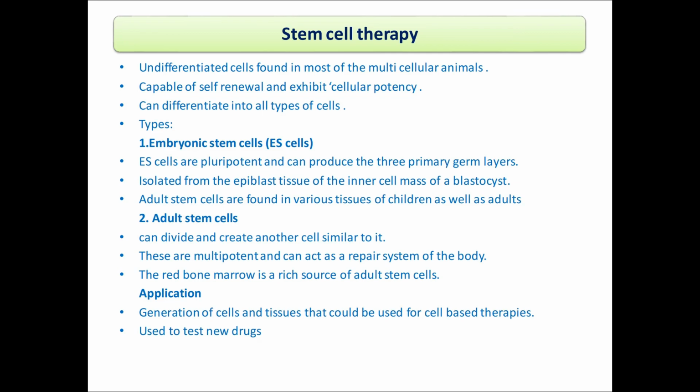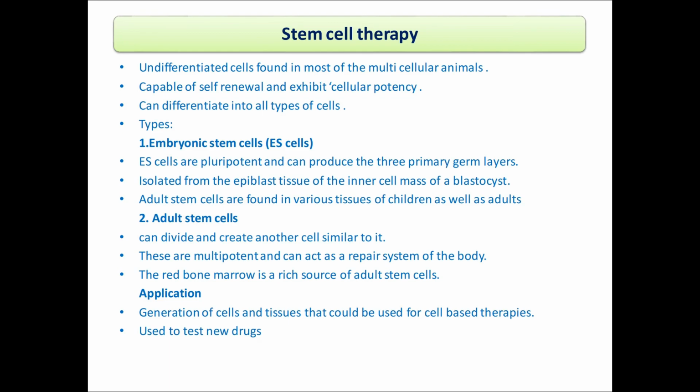There are two types of stem cells: embryonic stem cells and adult stem cells. Embryonic stem cells are pluripotent. They can become any type of cell, and they can produce all three germ layers. The three primary germ layers are ectoderm, endoderm and mesoderm, out of which all the organs are formed. These three primary germ layers can be produced out of the embryonic stem cells.